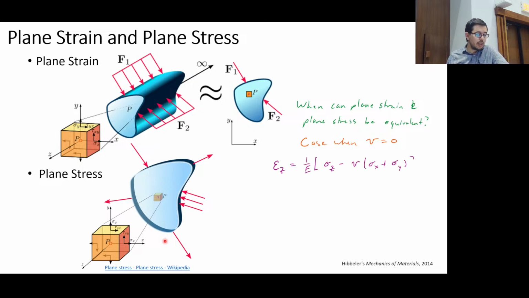Epsilon z is equal to 1 over E times the quantity sigma z minus nu times the quantity sigma x plus sigma y. If I had a plane stress condition, I would have sigma x and sigma y at least, not including the tau. So if sigma z were 0, which it would be for plane stress, I would automatically have some type of epsilon z. But I'm not supposed to have epsilon z if I have plane strain. So that's where we get to, well, if the nu, the Poisson's ratio, is equal to 0, then this condition can exist.